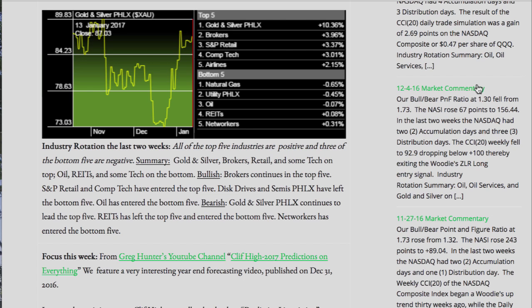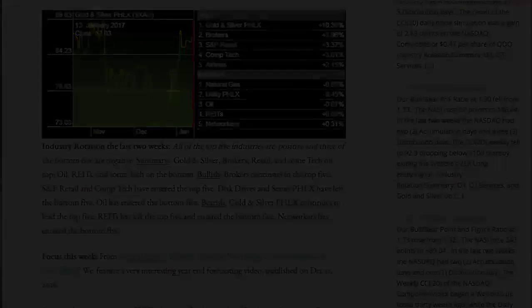Bearish, gold and silver continues to lead the top 5. REITs has left the top 5 and entered the bottom 5. Networkers has entered the bottom 5.